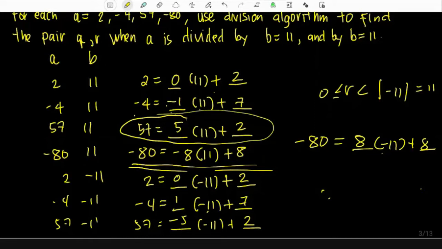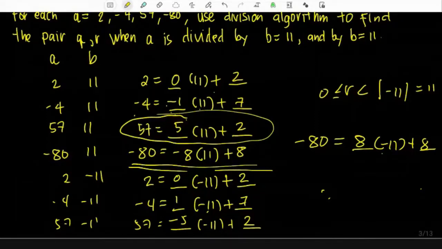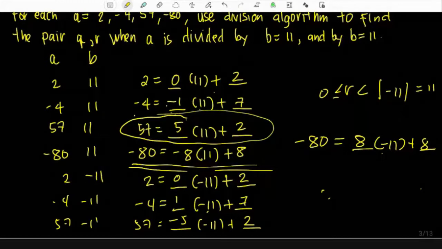Question po sa division algorithm. Wala naman. Okay.